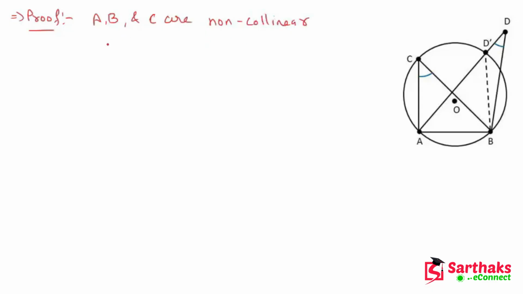Okay, and we know that one circle passes through 3 non-collinear points. From the 3 non-collinear points we can draw one such circle. Now let us draw a circle C1. Suppose this is circle C1 through the points A, B and C. Now let us assume that D does not lie on the circle C1. So we are assuming that D lies outside the circle.